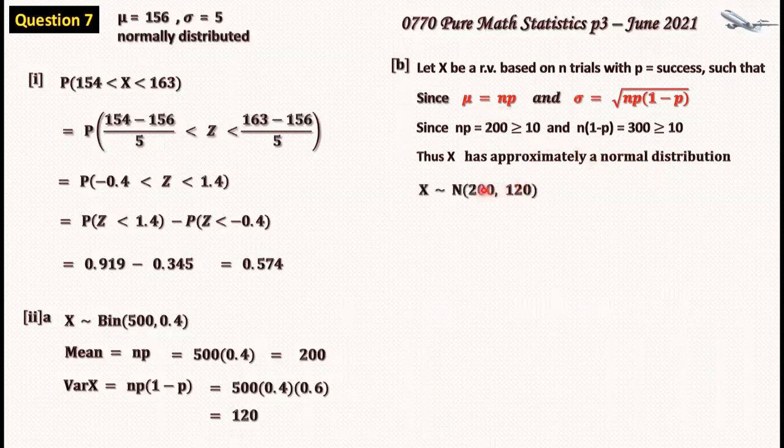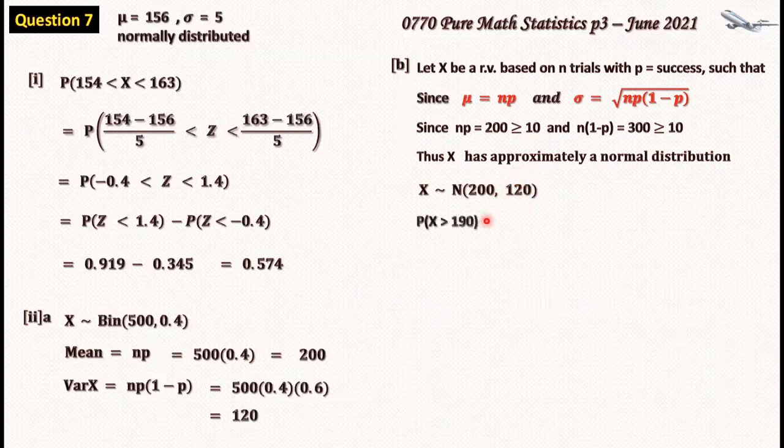So for this normal distribution, what parameters do we have? We have the mean mu equal to 200, and the standard deviation squared, which is 120. This is the variance.